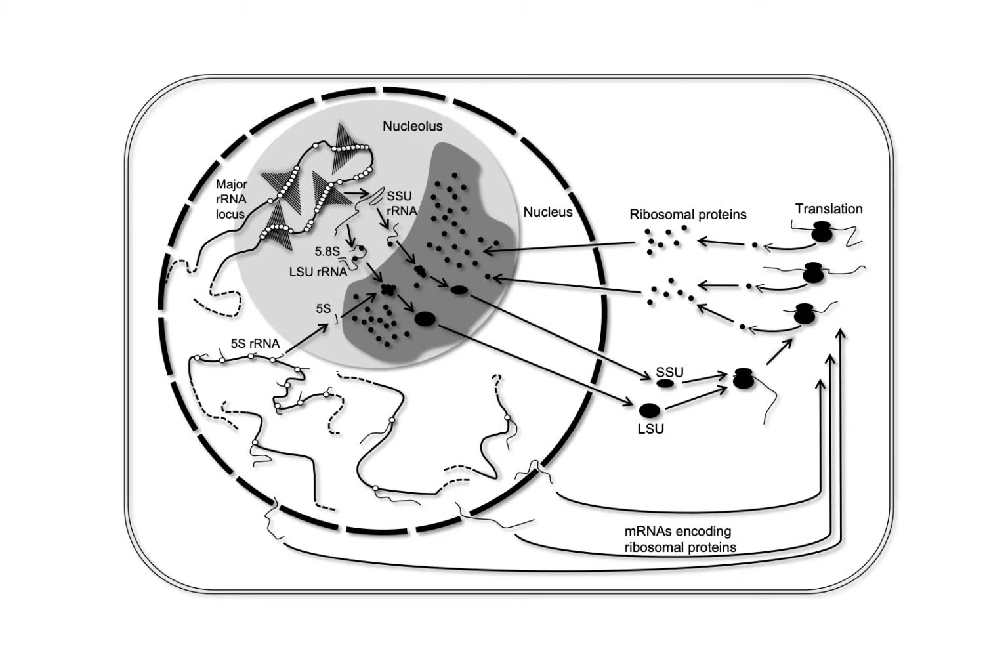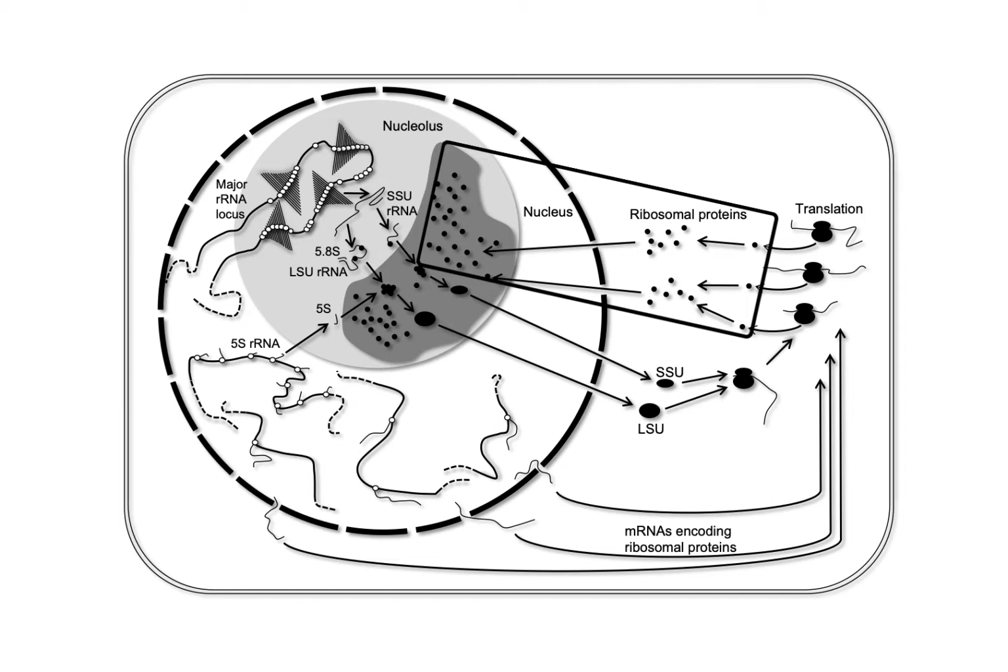So here's a diagram of the eukaryotes with a little more detail. Here's the nucleus, and this is the nucleolus here, kind of oversized, but just to show you where ribosomal RNA is being transcribed and ribosomes are being assembled. So out here in the other parts of the nucleus, you're getting transcription of mRNAs. In the nucleolus, you're getting transcription of most of the ribosomal RNAs except for the 5S ribosomal RNA.